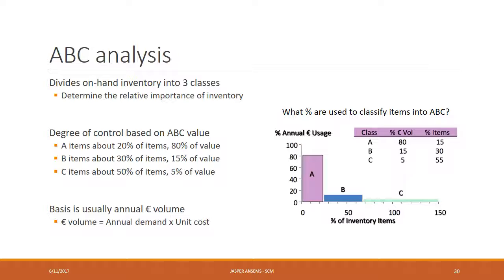So the basis is usually annual euro volume. So euro volume is annual demand times the unit cost. And what percentages are used to classify items into ABC? You can see on the right graph how that is determined.